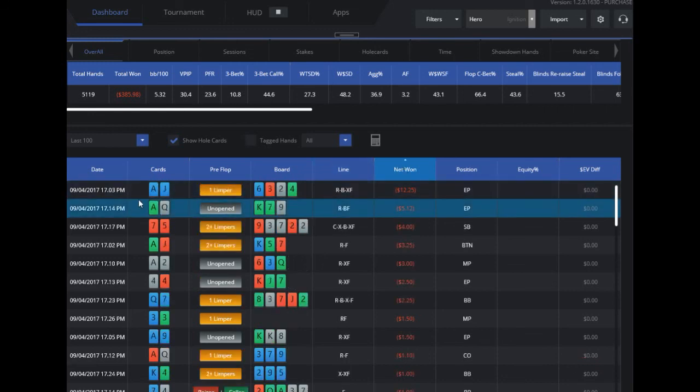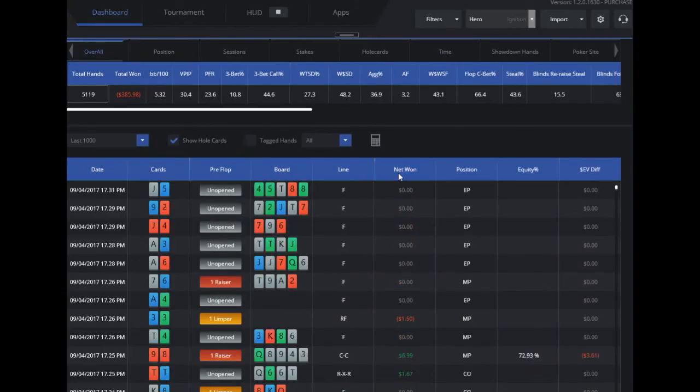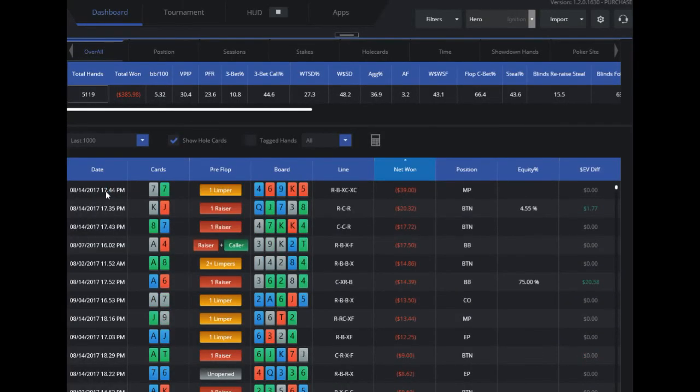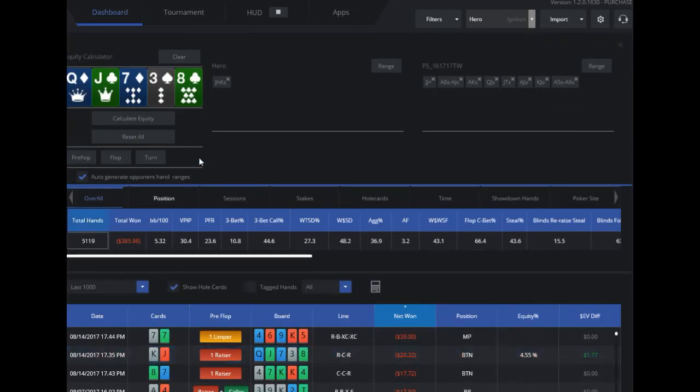I don't have any right here in this sample. Let me click here again. Let me take a look at the last 1,000 and resort. And I'll just bring up the equity calculator real quick so you can see. So, a spot like this where you got all in, you can say, let's take a look at this a little more in depth.